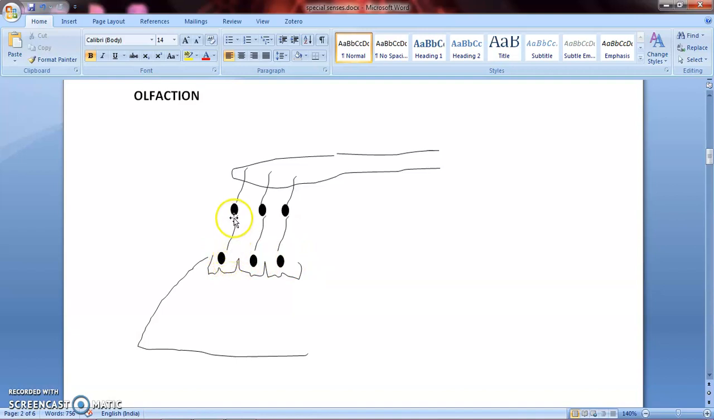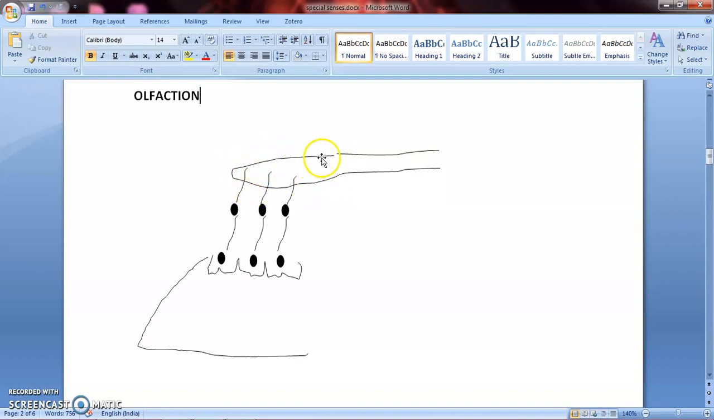From here, the first order neuron which carries the information is a bipolar neuron, called the olfactory neuron. They pass through the cribriform plate of the ethmoid bone, a sieve-like membrane in the roof of the nasal cavity. The olfactory neurons form 40 to 50 bundles which pass through the cribriform plate of the ethmoid bone and end up in the second set of neurons, the mitral cells and the tuft cells present in the olfactory bulb.